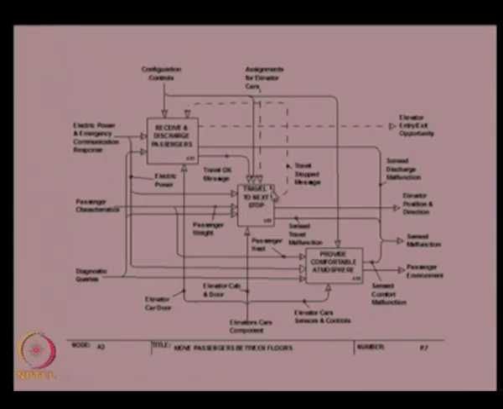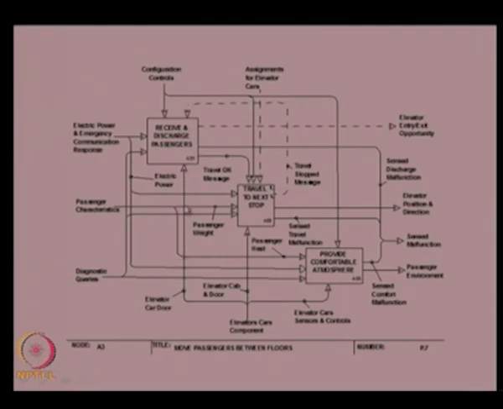We need to travel to the next stop, so the elevator has to travel to the next stop and provide a comfortable atmosphere within the elevator. So these three functions need to be satisfied in order to satisfy the function move passengers between floors. Here again, for receive and discharge passengers, you can see the inputs are configuration controls and other information coming from the travel stop messages coming from the elevator cars, and then the electric power and other inputs are also here. Similarly, it will get input from other locations like elevator car door status, and the car components are the mechanisms which are used to provide receive and discharge passengers.